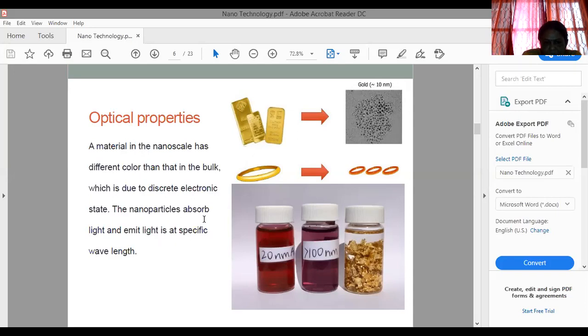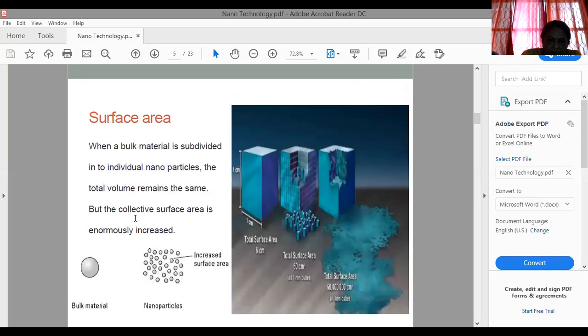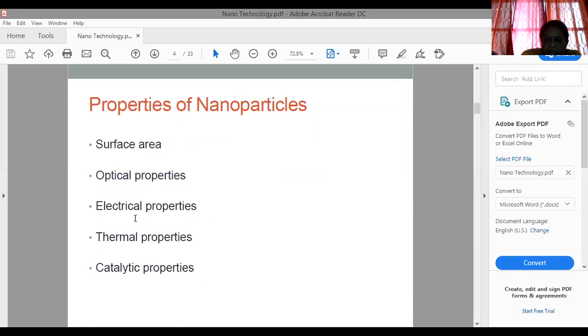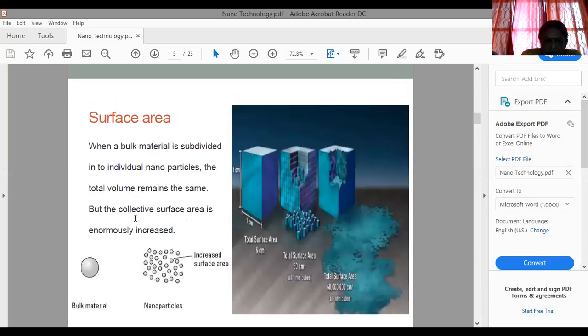So the nanoparticles absorb light and emit light at a specific wavelength, and as the particle size varies, the color of the same substance or the same material also varies. So this is a very good example of how the bulk and the nano size show different optical properties, how the properties change when the size of the particle changes.